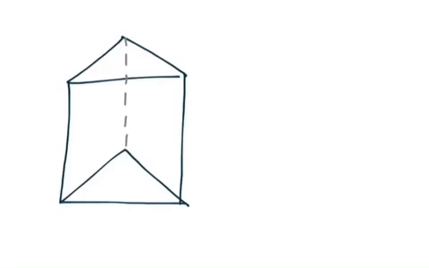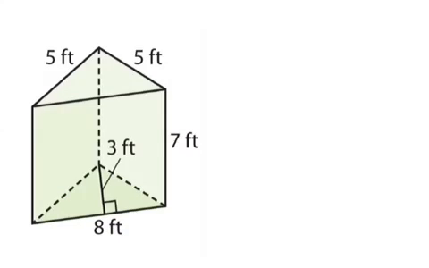If we have two bases that are triangles, then we have a triangular prism, and there's a specific formula we follow to get the volume of that. So let's say we have this one right here. We've got some measurements, and when you have a triangular prism, of course the base is a triangle, so we're going to base this on first the area of a triangle at the bottom.